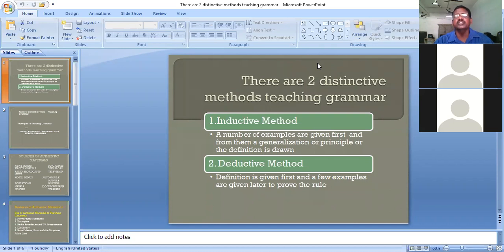For example, here are some examples. Rama and Krishna are playing with each other. Next sentence, Ravi and Shekhar are quarreling with each other. Third sentence, Rama, Krishna and Kishore are playing with one another.